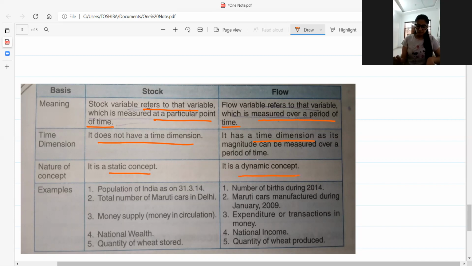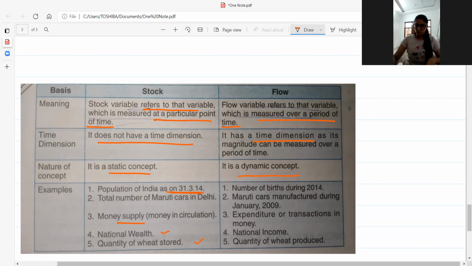Then we have a few examples. Population of India as on 31st March. This is a stock concept. Total number of Maruti cars. This can be calculated, so this is a stock variable. Money supply. Although it's talking about money in circulation, this is what is decided by the central bank, and this is a specific figure. So this can also be told at a particular point of time. National wealth, again, and quantity of each store.